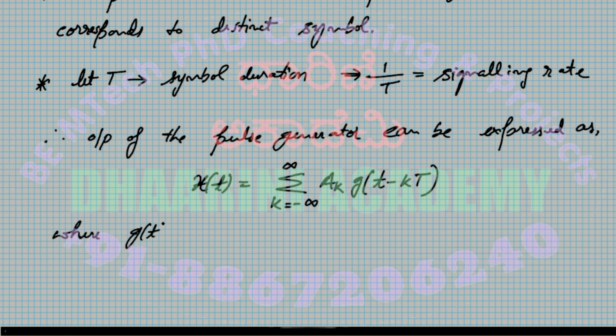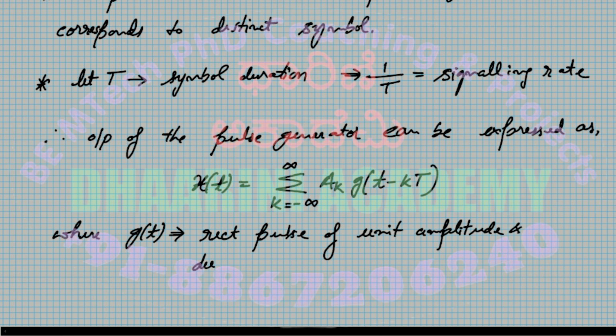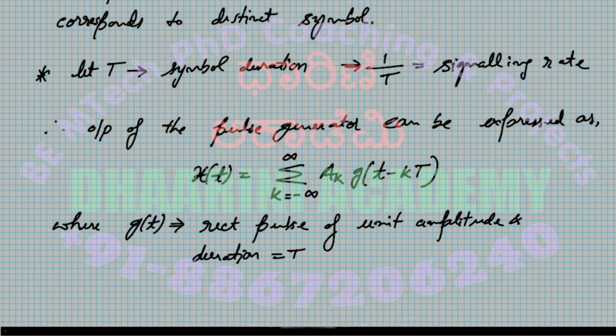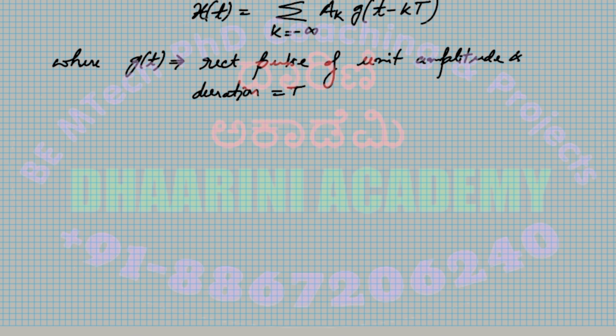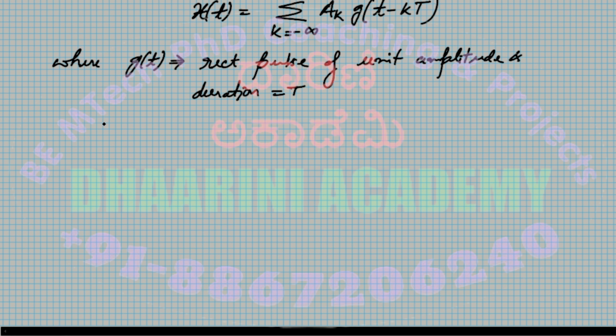So what is g(t)? It's a rectangular pulse of unit amplitude, amplitude equal to 1, and duration equal to capital T. That's the requirement, because within one pulse, you try to send one complete symbol. That's why that symbol duration should be satisfied.